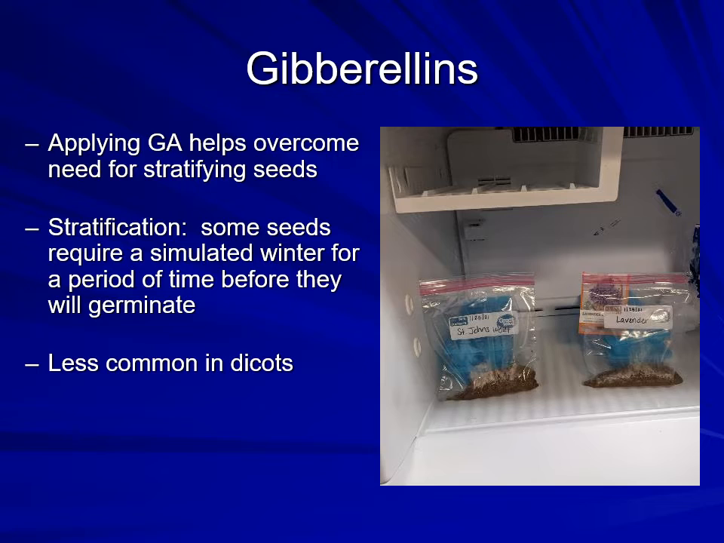And so we simulate that by putting seed in freezers. And that's what this picture is trying to show here. It's got some lavender seed in the freezer, for example. And sometimes you don't have enough time to properly stratify the seeds. And so what we do is we spray the seeds with gibberellic acid, just like on the previous slide. And that breaks the dormancy. Ideally, you put the seed in the freezer and you give it a proper stratification. But if you have to, you have gibberellic acid as a fallback.